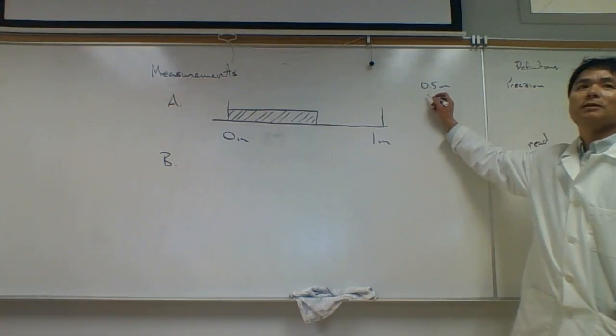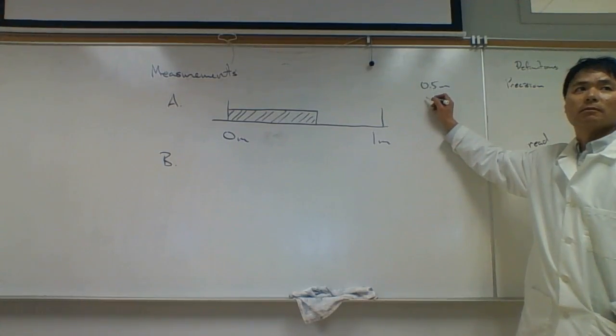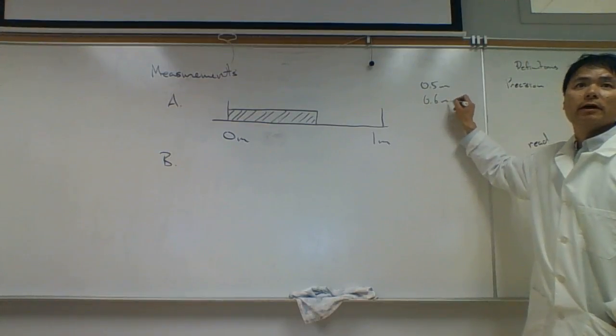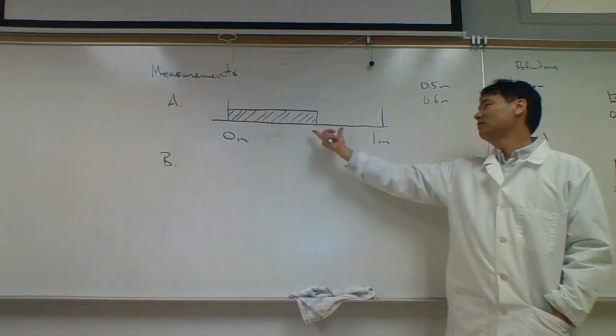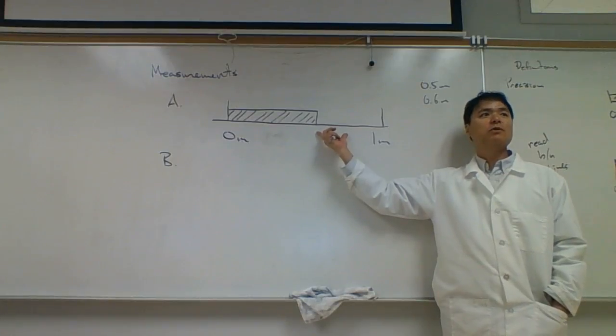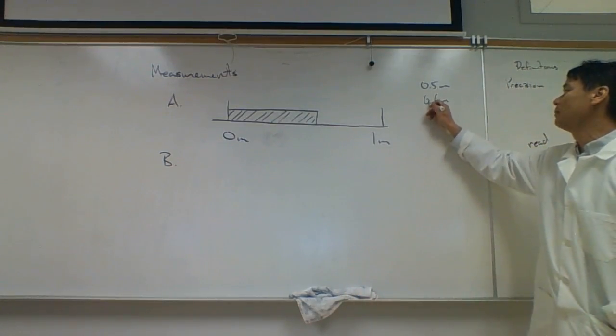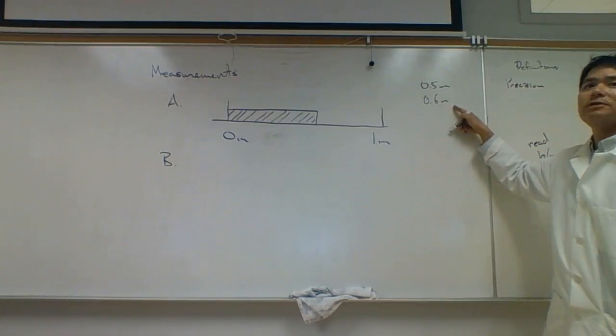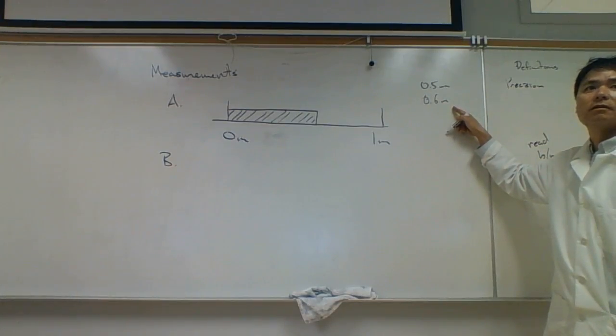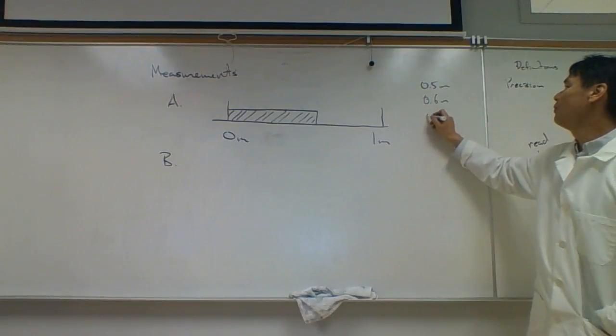Well, what else did people put down? 0.6? Okay, yeah, 0.5 and 0.7 would take it for sure. It's somewhere in between there, but we're only allowed to guess one digit, and then we have to put a measurement here. So 0.5, 0.6. Did anybody get anything else? Did anybody get like 0.55?